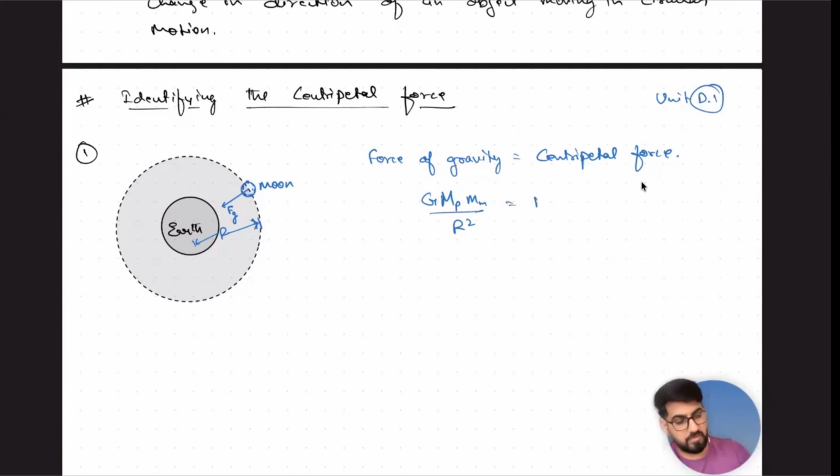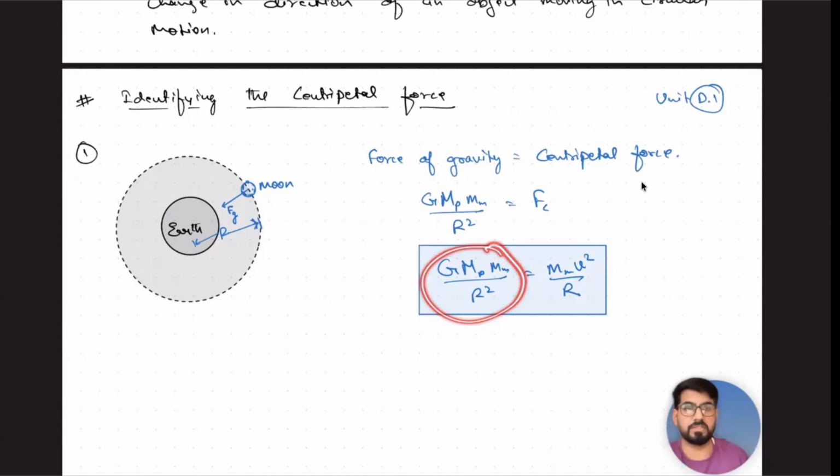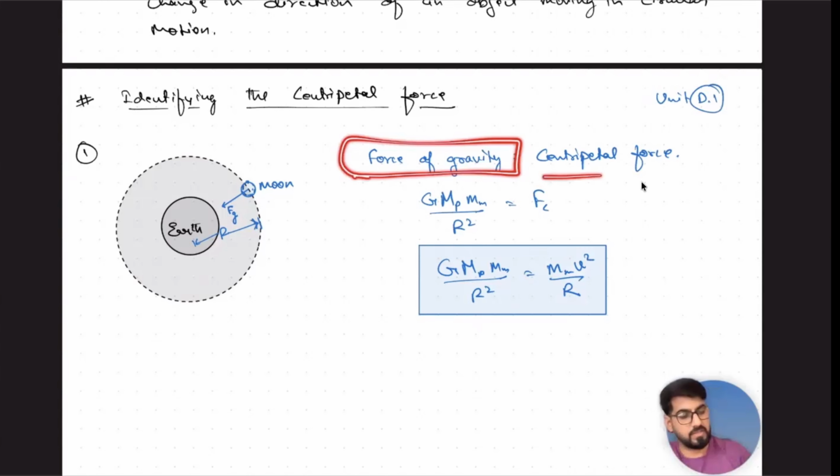So I'm just saying that this will be equal to your centripetal force. The mass of the planet times the mass of the moon divided by r square is equal to m. Who is moving in the circular motion? The moon. So this is the mass of the moon times its velocity square divided by r. This is how we will equate. I think you might have learned Newton's law of gravitation in your lower grades. But as of now, you just know that the force of gravity is equal to the centripetal force.